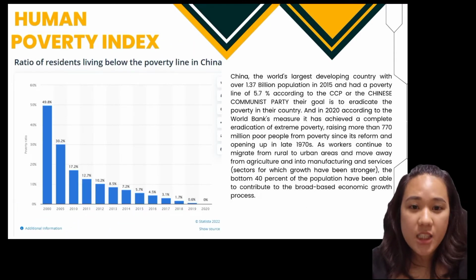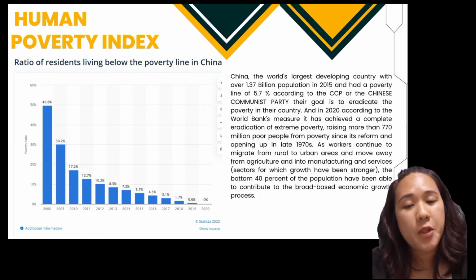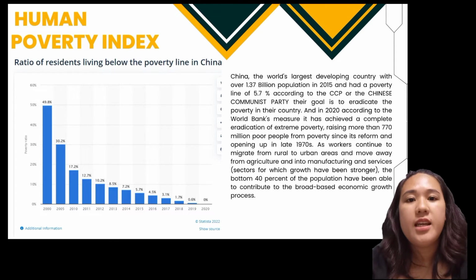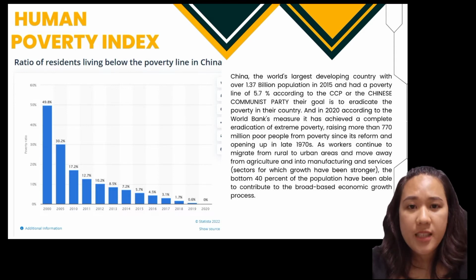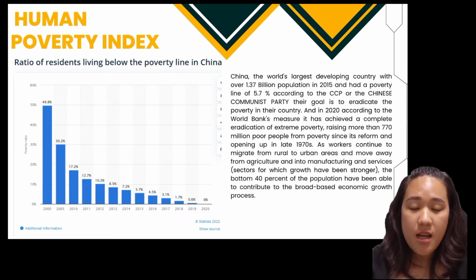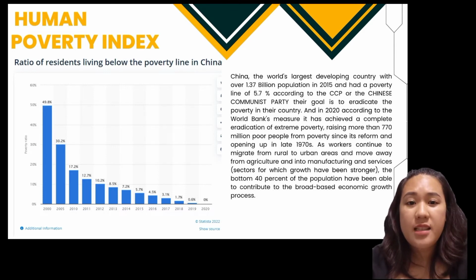Human Poverty Index in China. China, the world's largest developing country with over 1.37 billion population in 2015, had a poverty line of 5.7% according to the CCP, or the Chinese Communist Party. According to the CCP, their goal is to eradicate poverty in their country. And in 2020, according to the World Bank measure, it achieved a complete eradication of extreme poverty, raising more than 770 million poor people from poverty since its reform and opening up in the late 1970s.